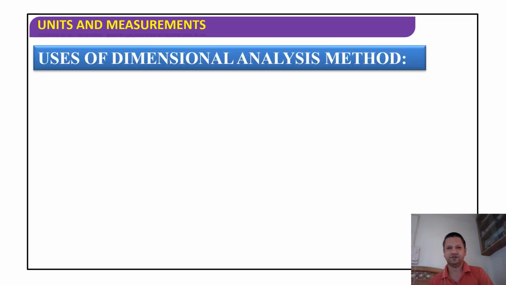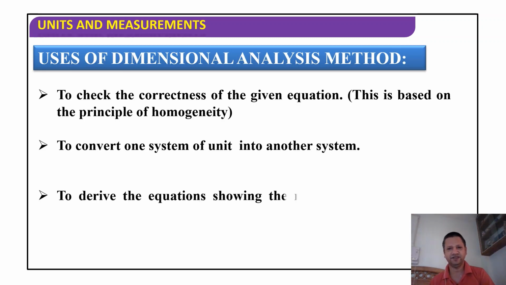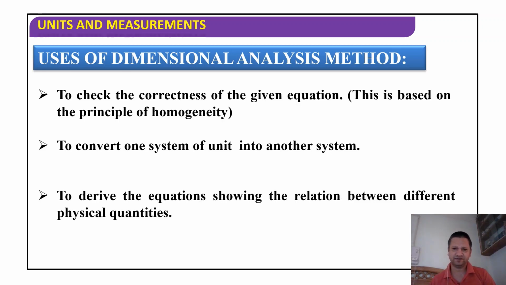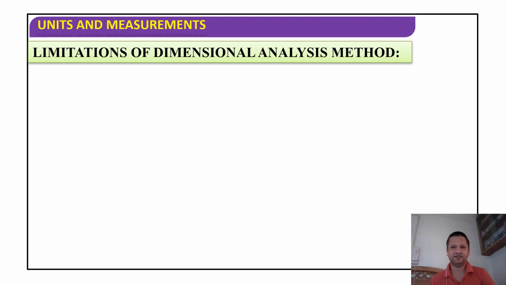The uses of the dimensional analysis method. In general, we use dimensions in three important ways. Number one, very important, to check the correctness of a formula. Number two, to convert one system of units into another system of units. And number three, to derive equations, that is, to derive a relation between different physical quantities. All three applications are very important. Now, the limitations of dimensional analysis. There are so many limitations, that is why dimensions fail.